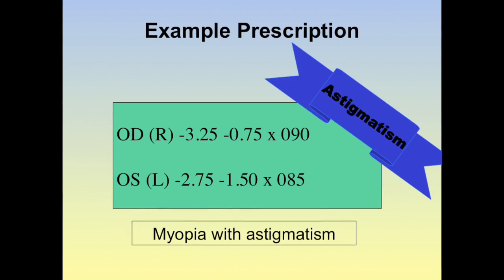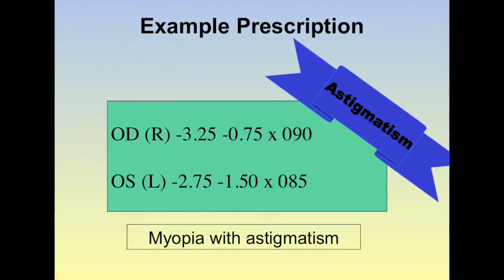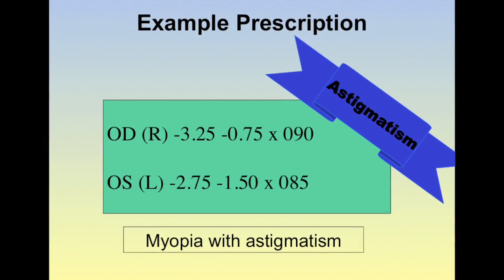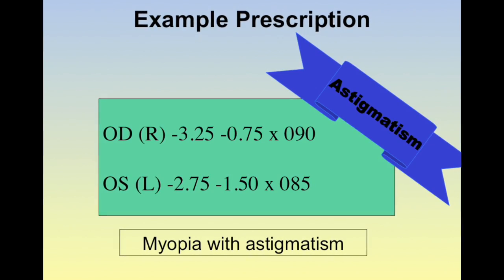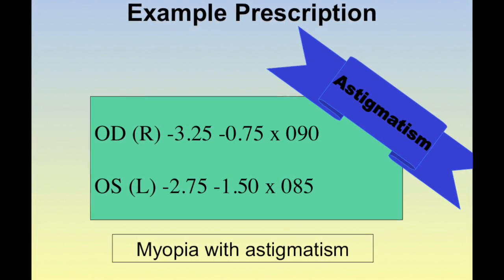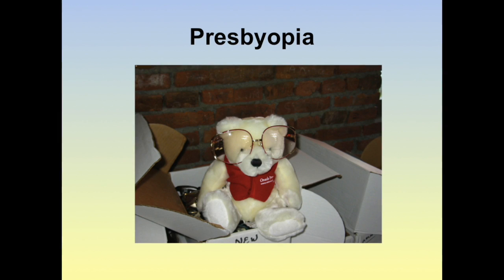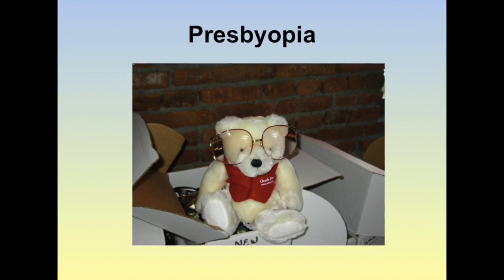This example of myopic astigmatism, now we see minus signs for the sphere. Same amount of astigmatism, but now the axis is 90 in the case of the right eye, and 85 in the case of the left eye. So the orientation is different. The final condition is actually not a refractive error, it's a consequence of aging. It's called presbyopia, presby meaning old and opia meaning eye.